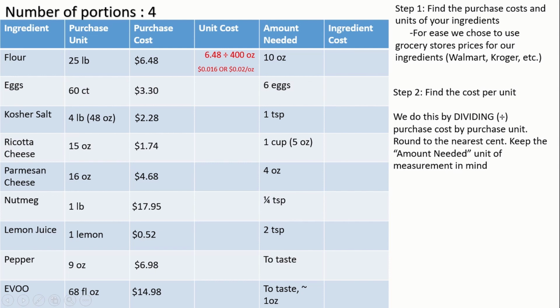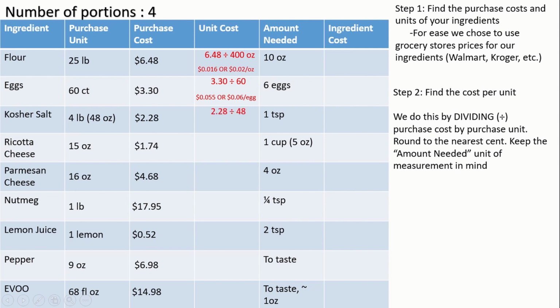But I do want to point this out, that you will probably see this whether you are competing or just running an establishment of your own, because you want to make sure you account for every single penny. Okay, so either way, you take $6.48, you take the purchase cost divided by the purchase unit, and that's what you get here. Okay, and we do that for each ingredient here. So $3.30 for the eggs divided by 60 eggs gets us about 6 cents an egg, or 5.5 cents an egg.